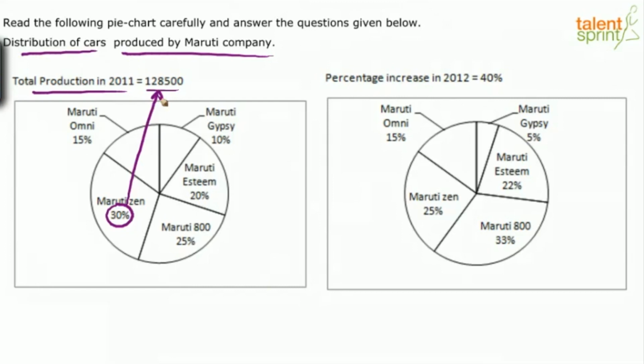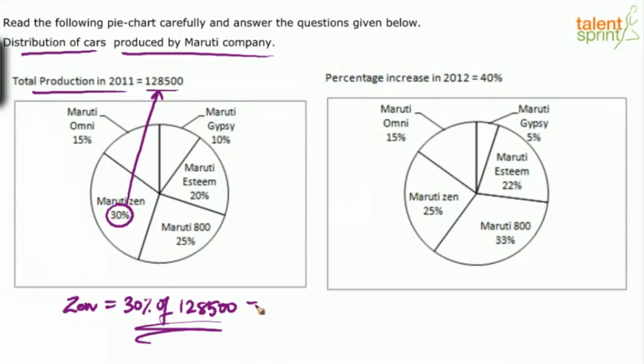Total is always given, right? Usually with pie charts, the total is given to you, right? So here the total is 1,28,500. So the number of Maruti Zens produced in 2011 will be 30% of 1,28,500. Now it is important as to how do you calculate this, right? That's what I told you, right? If you are weak in calculations, then you end up wasting a lot of time here, right?